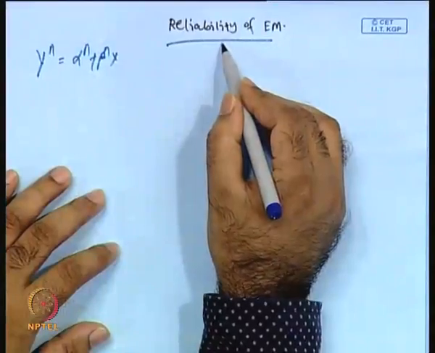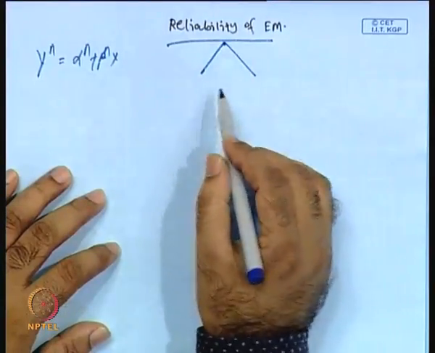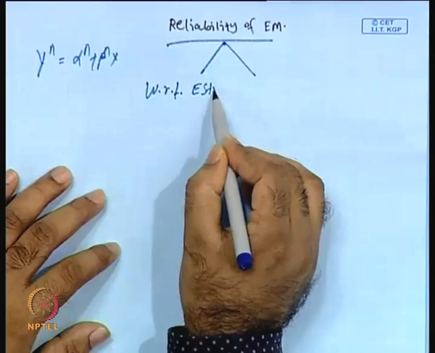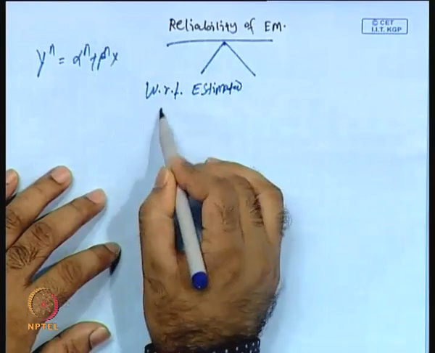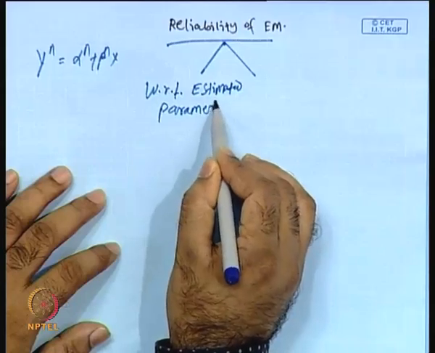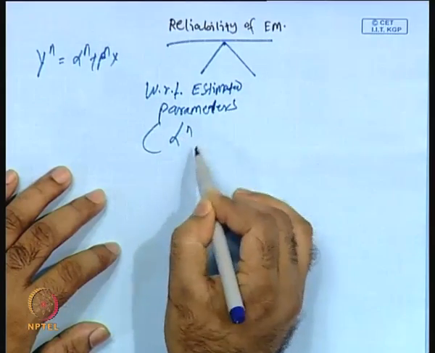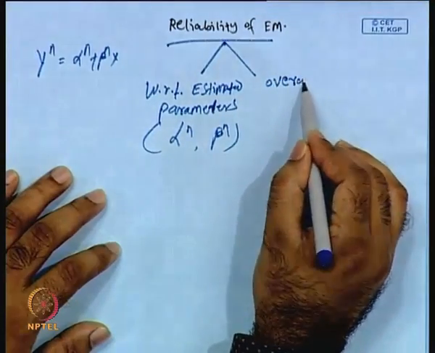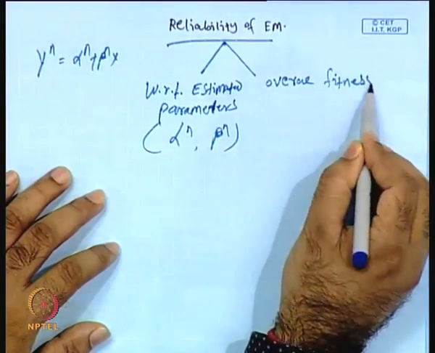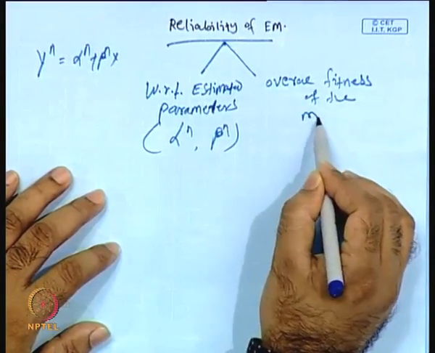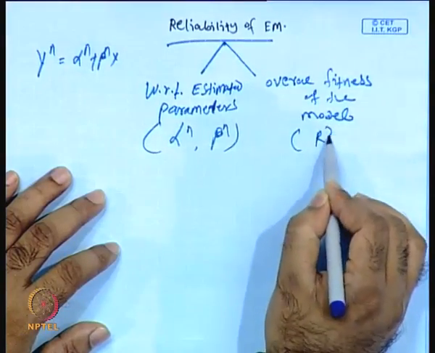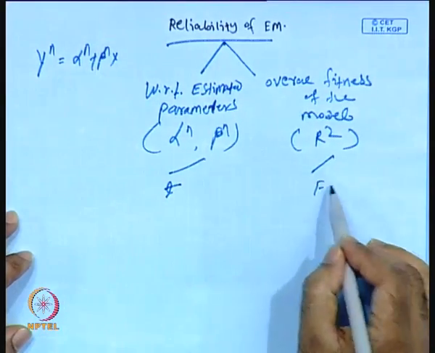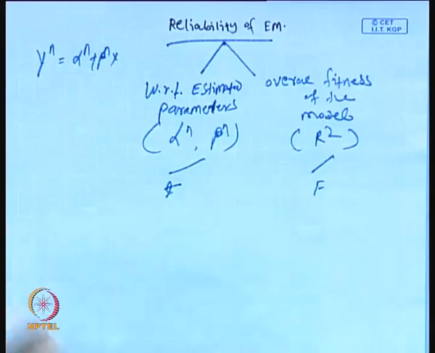Reliability of an econometric model or estimated model has two parts: first, with respect to the estimated parameters, basically here alpha hat and beta hat, and second, the overall fitness of the model, that is R squared. The first has to be investigated by the T statistic and the second by the F statistic. This is how we have already discussed.